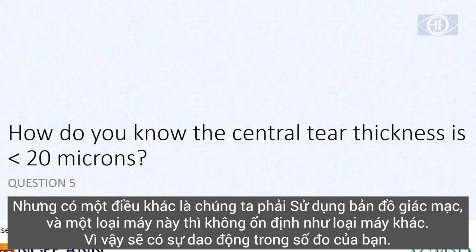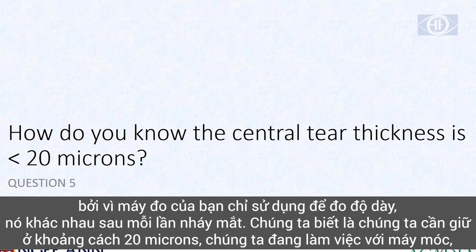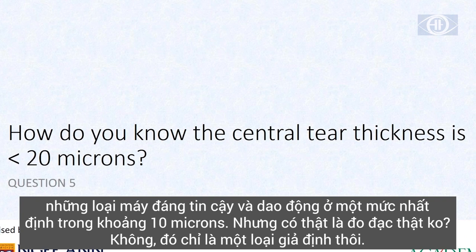So if you do what I suggested in the webinar two weeks ago, 4 measurements per eye, there will be differences among these 4 measurements, because your topographer is just measuring the tear layer, which is different in every blink. The software behind the topographer is different as well. So you end up with a lot of noise along the road. We know we have to aim around 20 microns. As a manufacturer, we only work with topographers that are reliable and within a certain variation, say around 10 microns, but actually measuring it, no, it's a kind of assumption.